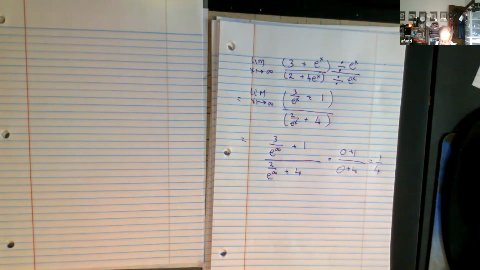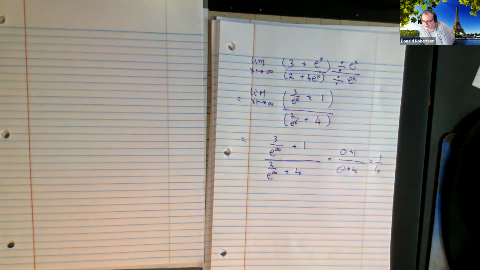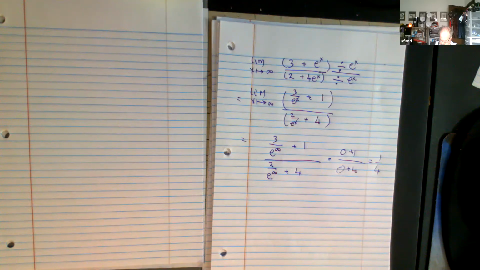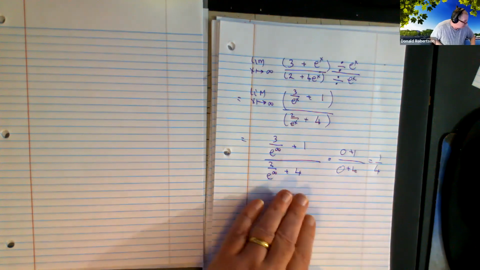Are we good with that? Are you happy that that makes sense, that you could take 3 over e to the infinity? That would become 3 over infinity, which we know is essentially 0. Are you cool with that? Hopefully, yeah. Here's another special case.